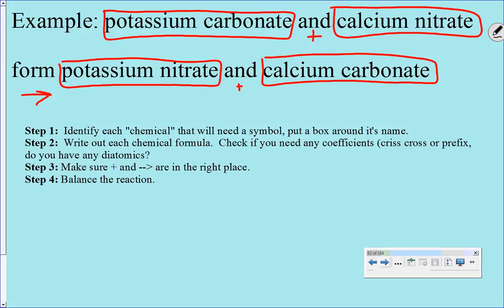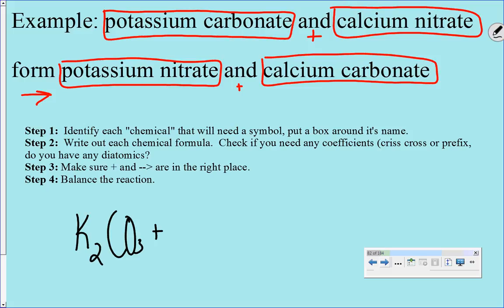So potassium is K plus 1 charge. Carbonate is CO3. And carbonate has a -2 charge. So this is going to become K2CO3.